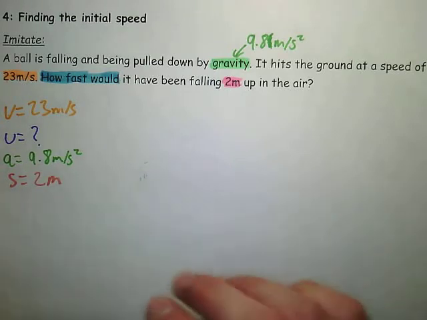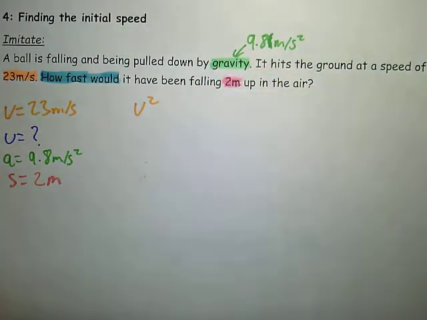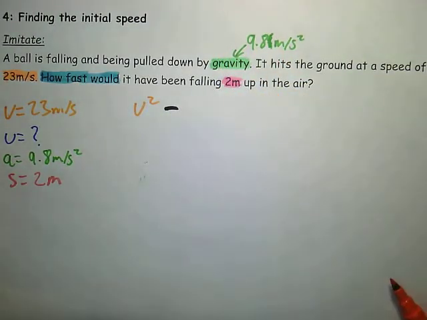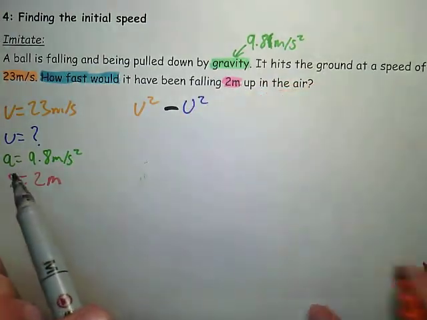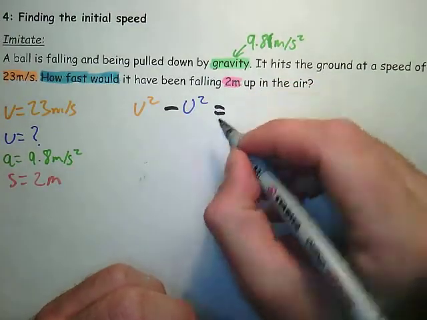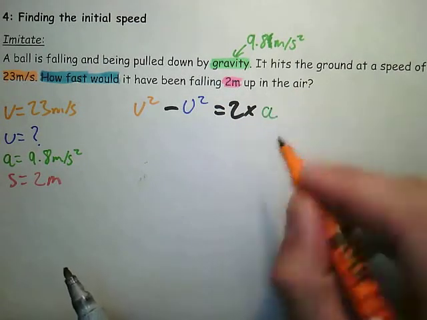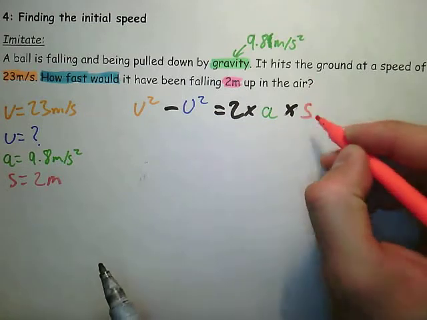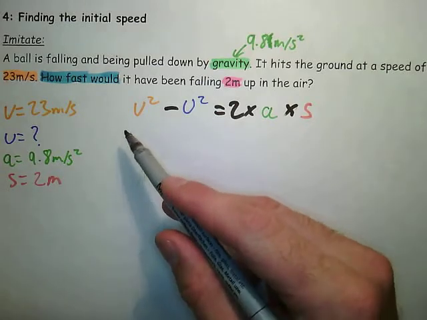So, using these numbers now, we're going to write our equation out. Okay, so V squared minus U squared equals 2 times A times S, and straight away we're going to put our numbers in.